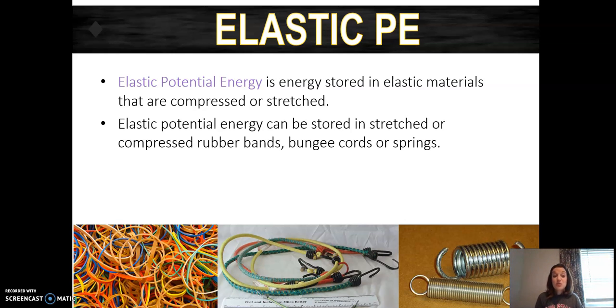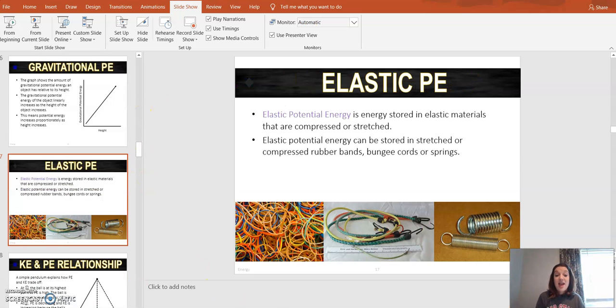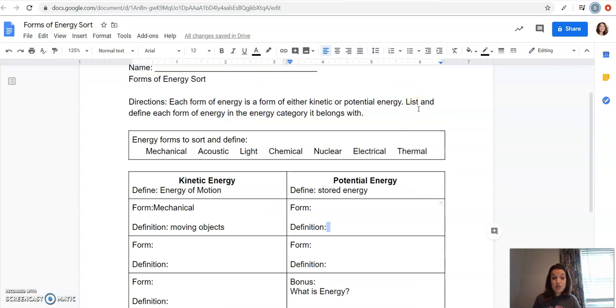So what I'd like you to do now is go ahead and pause the video and go back to your Google Doc, where you have an assignment called the Forms of Energy Sort. At the top, you have all of our forms of energy: mechanical, acoustic, light, chemical, nuclear, electrical, and thermal. And we have our two main categories of energy: kinetic energy, which is energy of motion, and potential energy, which is stored energy. So I need to sort each one of my forms of energy into its correct category.